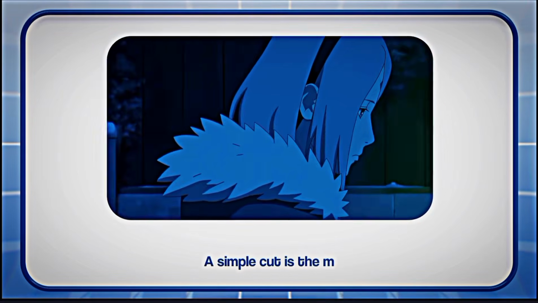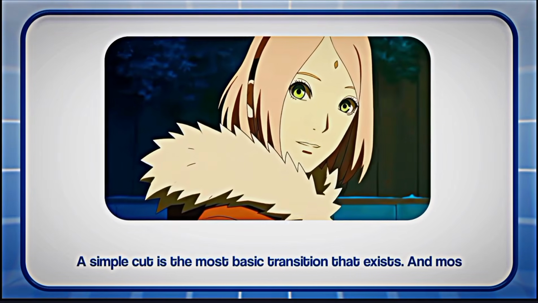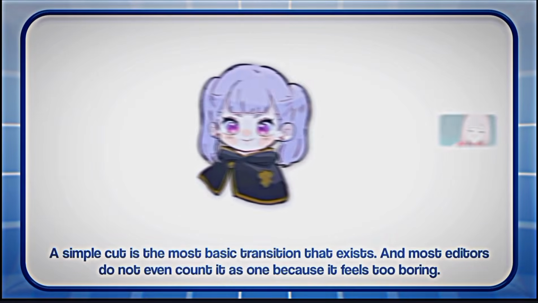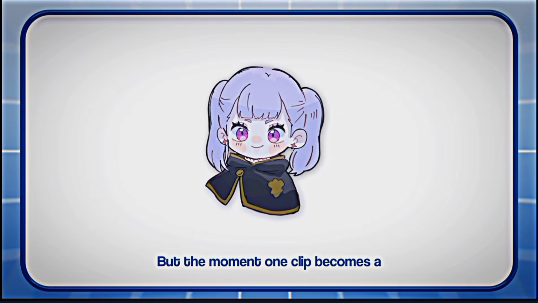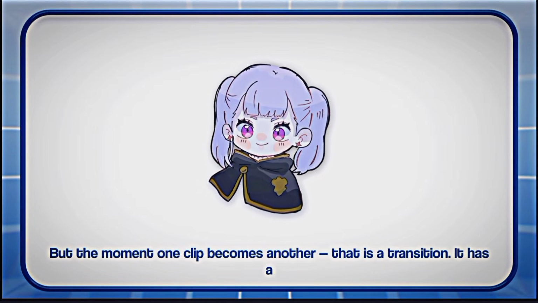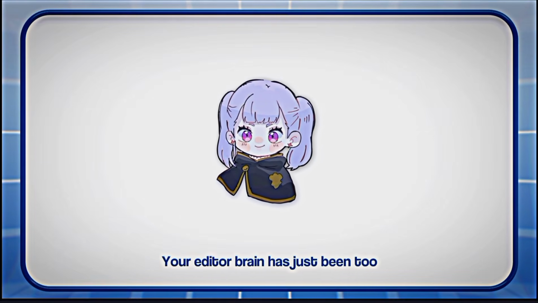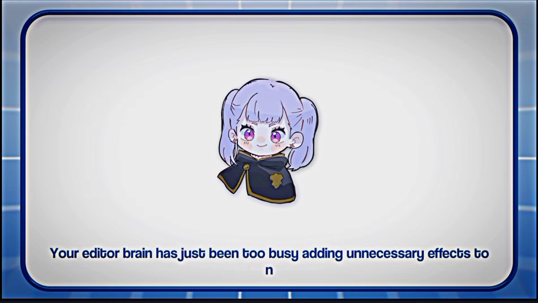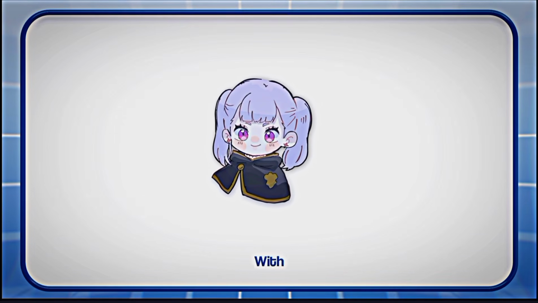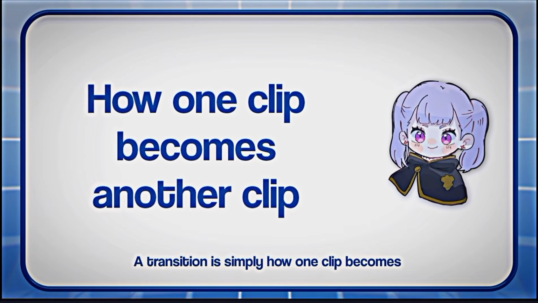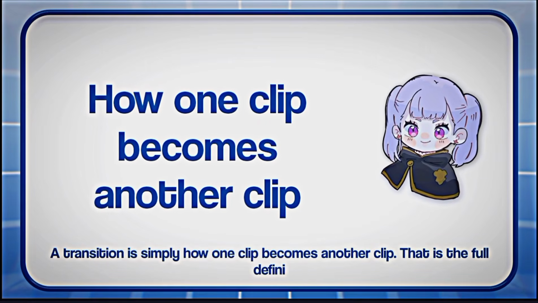A simple cut is the most basic transition that exists. And most editors do not even count it as one because it feels too boring. But the moment one clip becomes another, that is a transition. It has always been a transition. Your editor brain has just been too busy adding unnecessary effects to notice. With that being said, a transition is simply how one clip becomes another clip. That is the full definition.